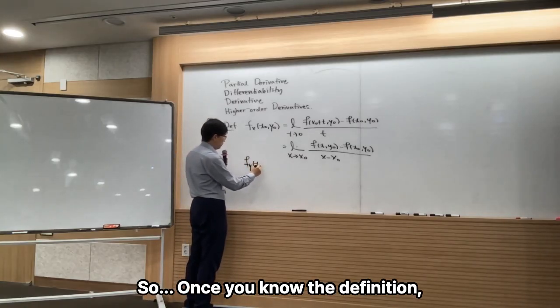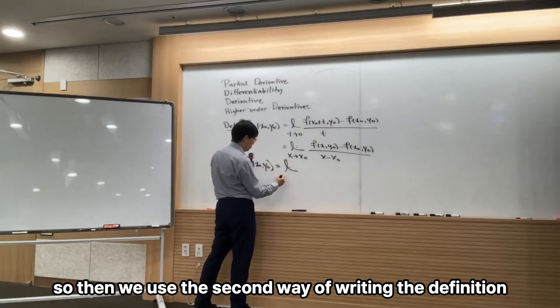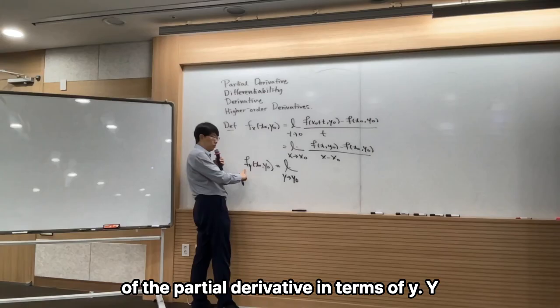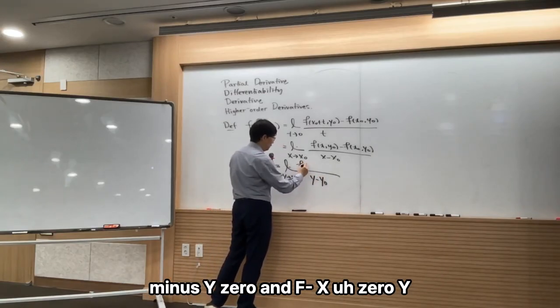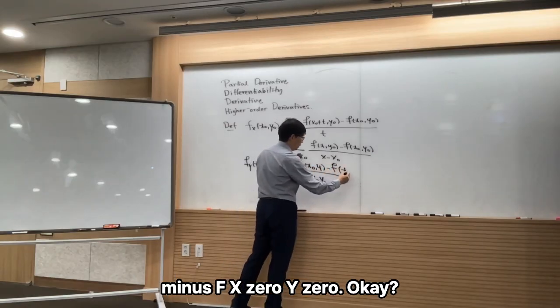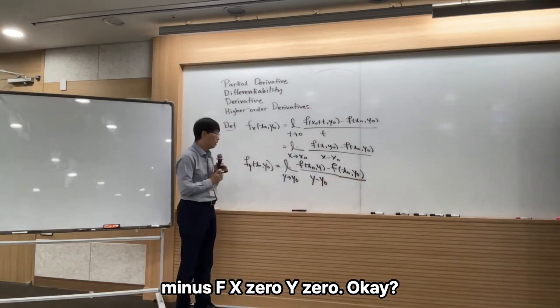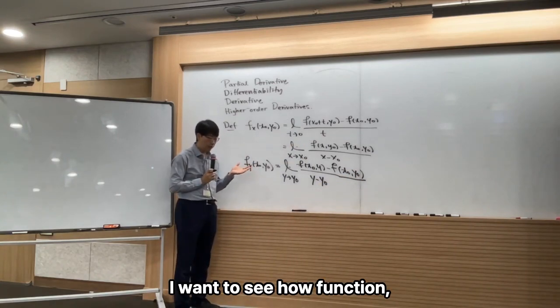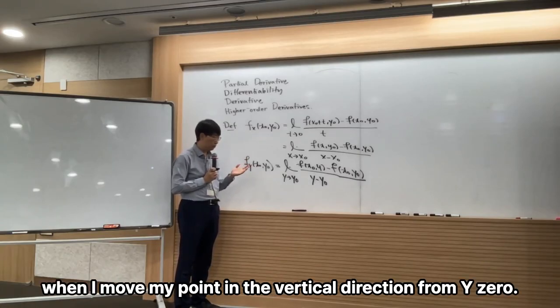Once you know the definition, you can see why this has to be defined this way. So let me use the second way of writing the definition of the partial derivative in terms of y: y minus y0 in the denominator, and f(x0, y) minus f(x0, y0) in the numerator. So you do the same thing. I want to see how fast the function changes when I move my point in the vertical direction from y0.